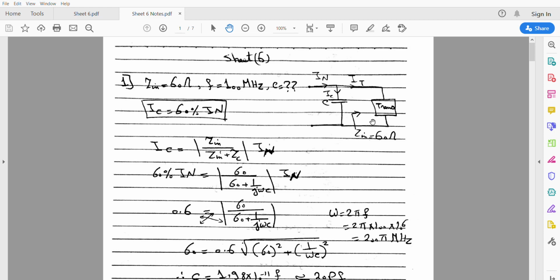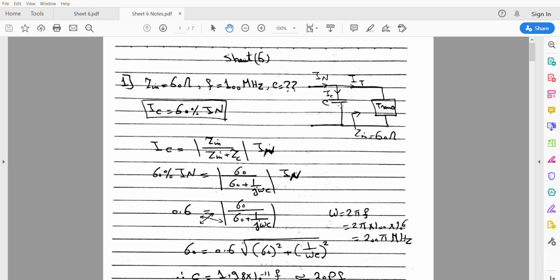In the question, it is given that the input impedance is equal to 60 ohm, and the value of the inductance is given at frequency 100 MHz. Find the value of this capacitance.